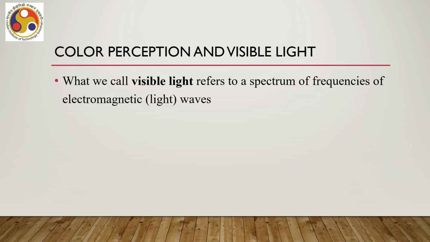So, how is color perception related to the light which we have discussed so far? Now, there is something called visible light. We can understand the concept in terms of light as a wave. What we call visible light refers to a spectrum of frequencies of electromagnetic light waves. When we see light as a wave, we can estimate its frequency, and visible light is nothing but a range of frequencies of the light waves.